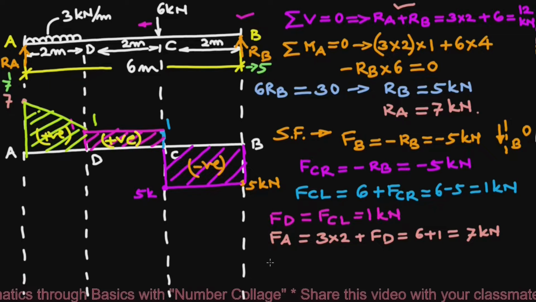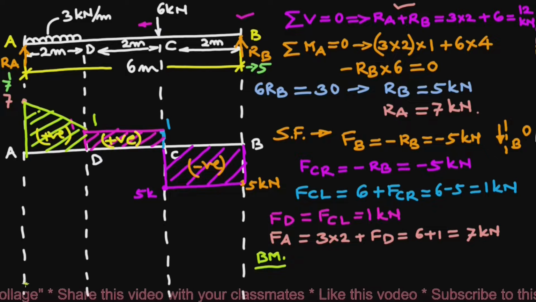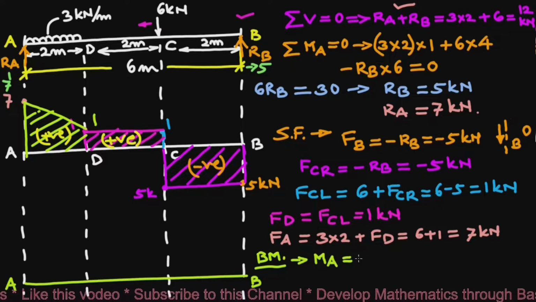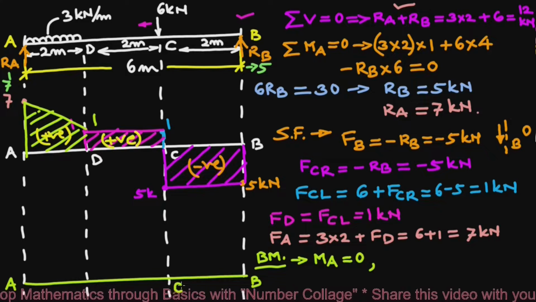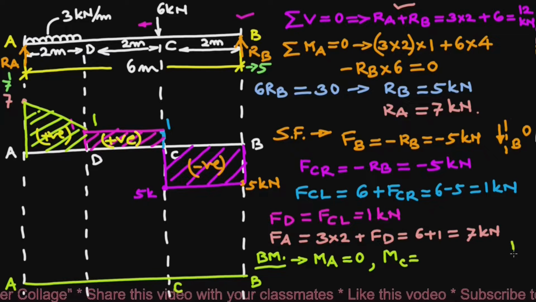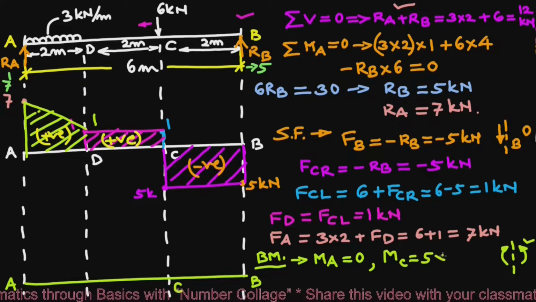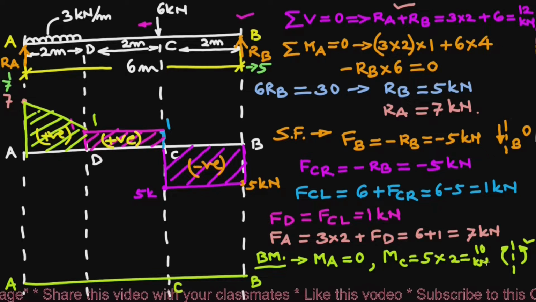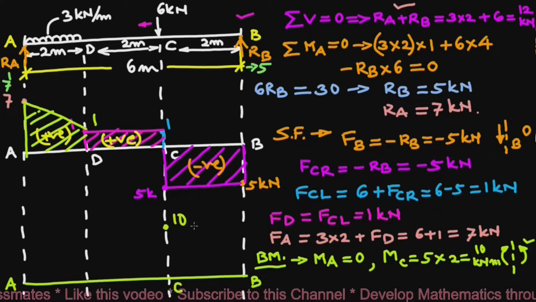Next we will write bending moment calculations, and for that we will first draw the baseline AB. Now first, bending moment about point A will be 0 because it is endpoint simply supported. Bending moment at point C will be MC, which will be according to the sign convention this RB, which is 5 multiplied by its moment arm, which is 2. So it will be 10 kilonewton meter. So we will mark it here MC, which is 10 kilonewton meter.